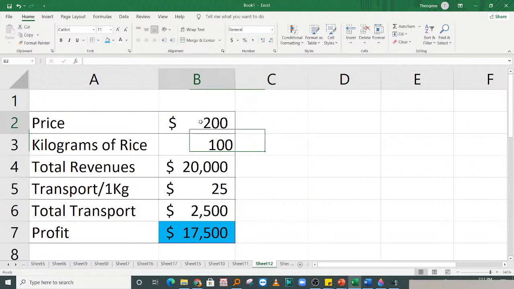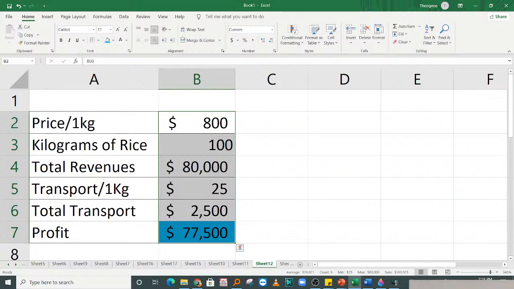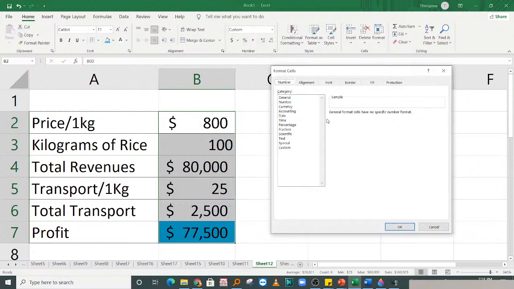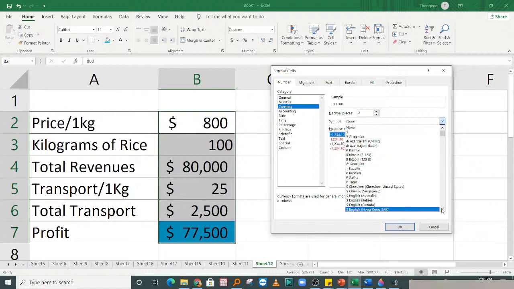This price doesn't exist, guys. Oh my God. Okay, so price per 1 kilogram is $800. Is it? Not possible. Let me change it to Rwandan francs. To change it to Rwandan francs, you come there, you go here, more number formats, you go to currency, you go to symbol, you choose Rwanda. Rwanda is there down there.